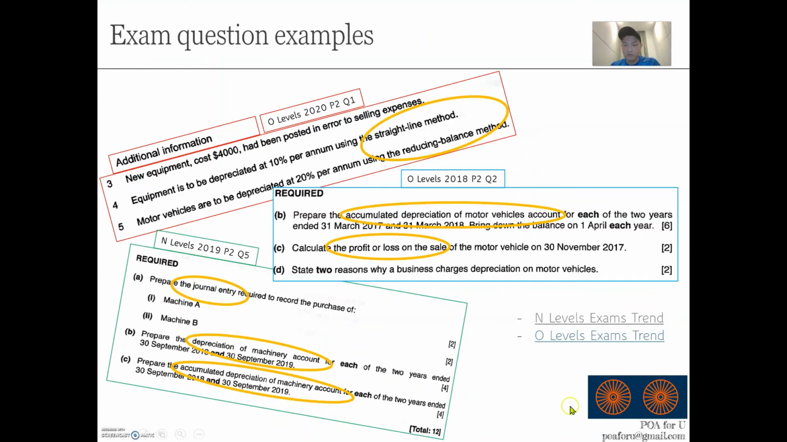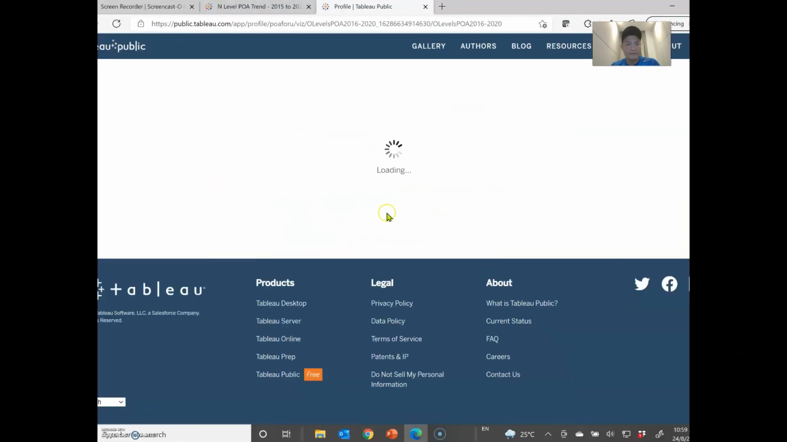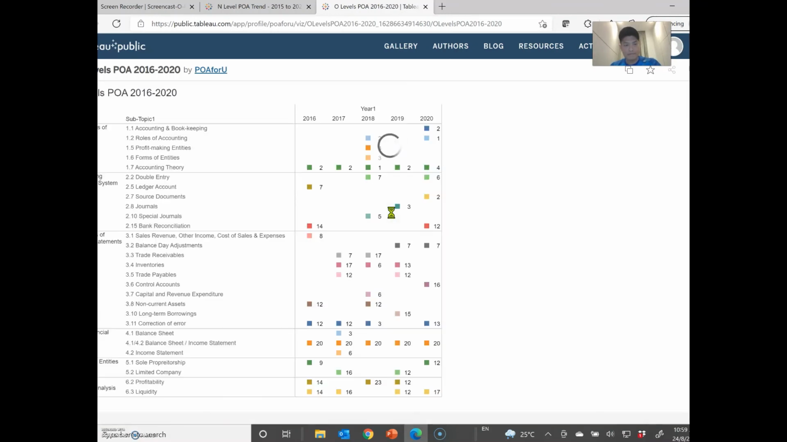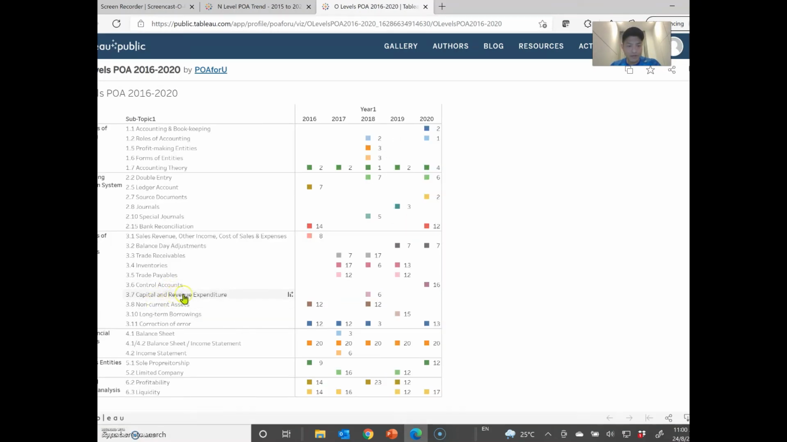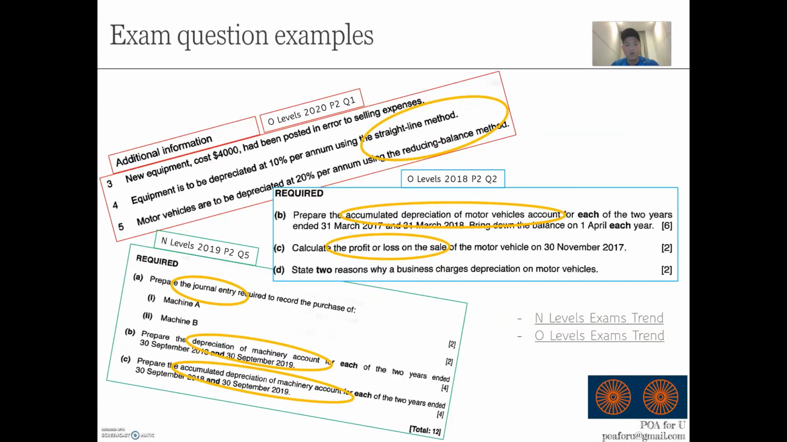Let's look at O level. O level, I'll click on this and see what happens. Okay. O level, same thing, right? Capital expenditure tested here once, non-current assets tested here quite often in 16 and 18, not tested last year, at least I didn't see it, and 20 not tested as well. I don't know whether it'll be tested in 21, but it's probably a good topic to know for O-level students as well. Balance sheet and income statement tested every year, so you'll be expected to know straight line and reducing balance method. Okay, so that's it.